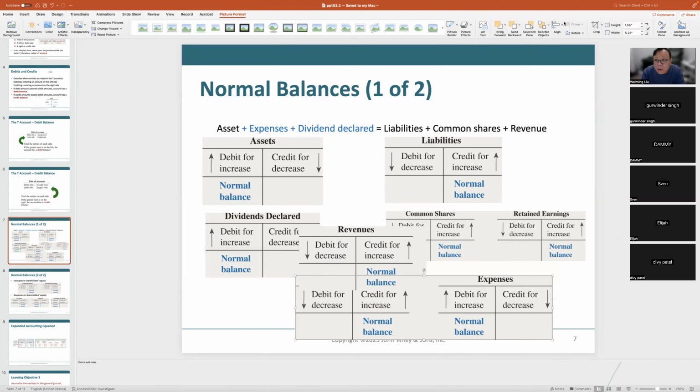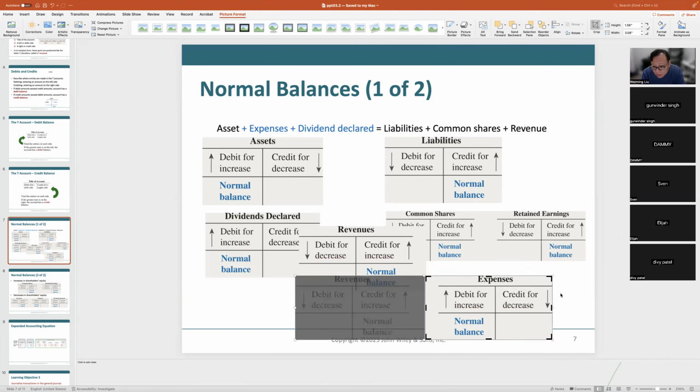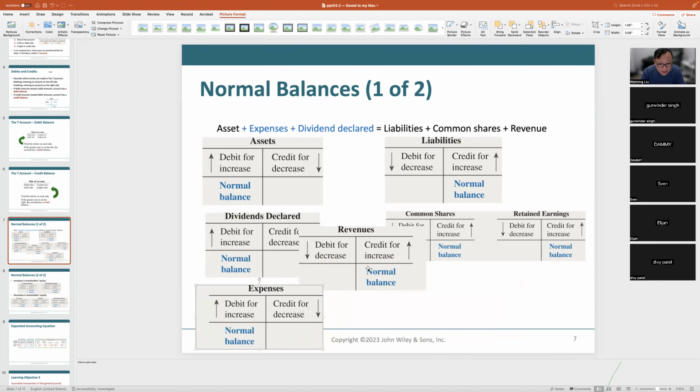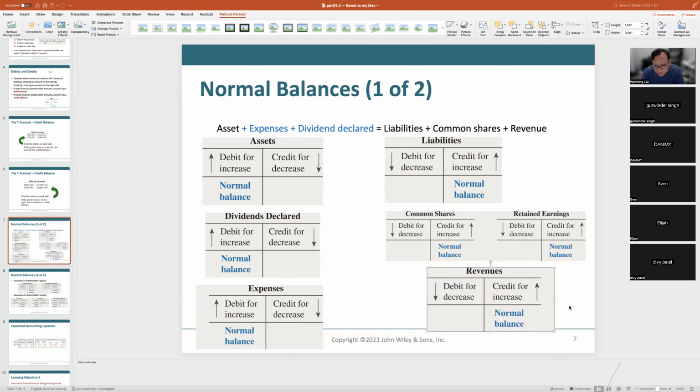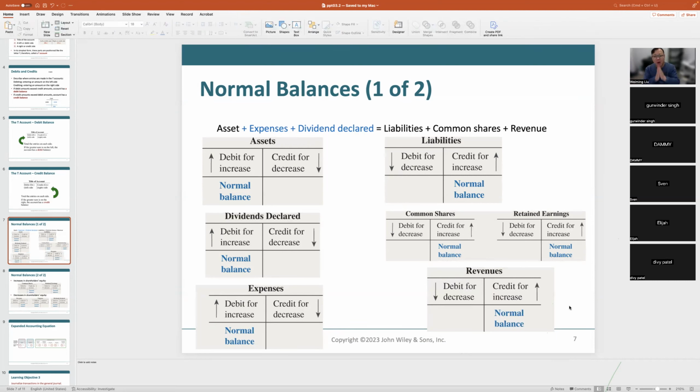Revenue, expenses. So my expenses should be on this side. My revenue is on this side, right? So basically, this is how you know what your normal balance is. For the asset side, dividend declared, and the expenses account, your normal balance is the debit balance. If you need to increase these accounts, you have to debit. If you need to decrease this account, you have to credit.